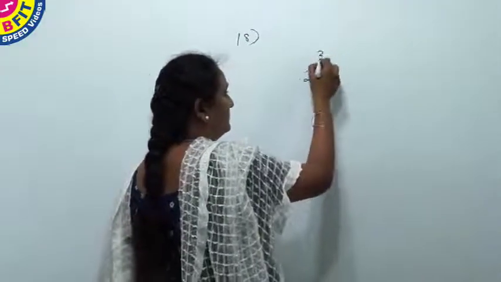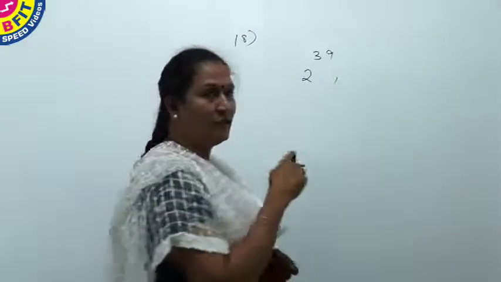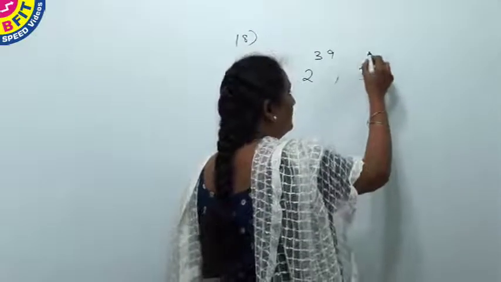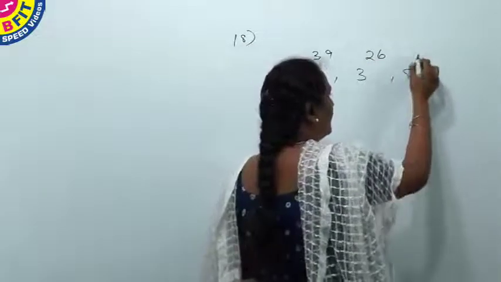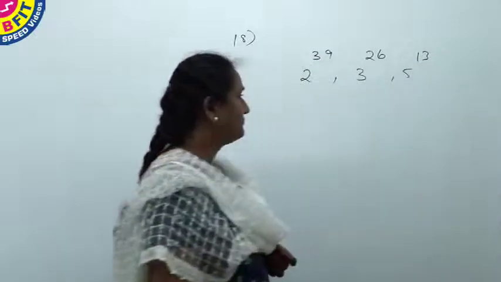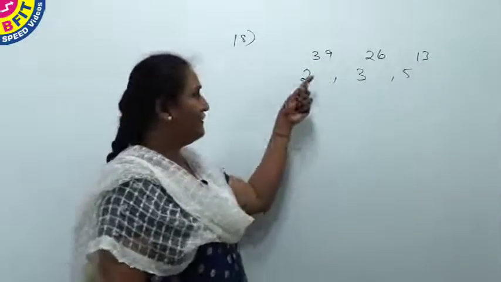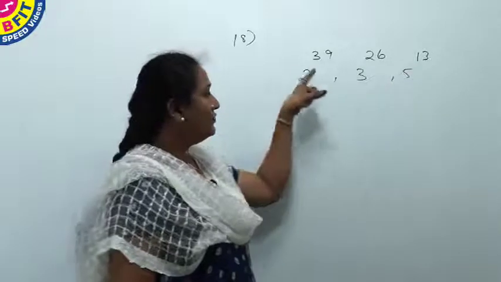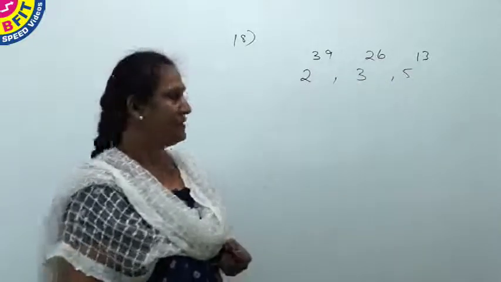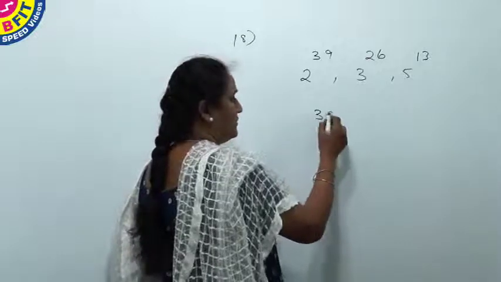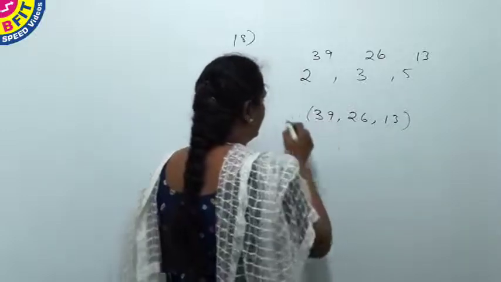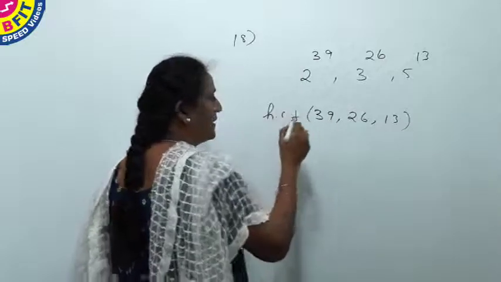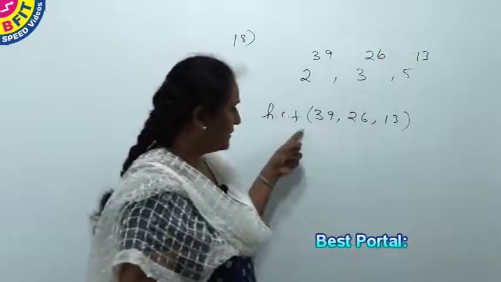So the given numbers are 2 power 39, 3 power 26 and 5 power 13. Whenever you have the powers as integers, you find the HCF for the given powers. So here the powers we have are 39, 26 and 13. The HCF, that is the highest common factor, is clearly 13.